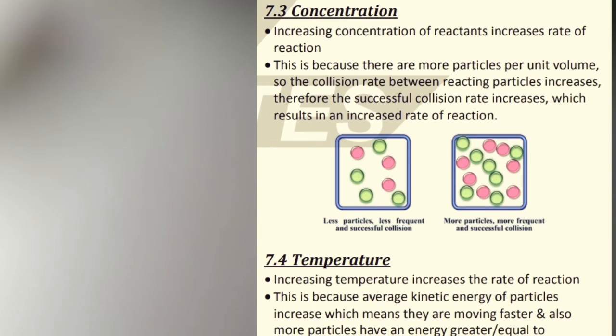A higher concentration means the number of particles per unit volume will be higher compared to a lower concentration. That's why there is more possibility for collision and the rate of reaction increases. So the first factor affecting rate of reaction is concentration: if concentration increases, rate of reaction increases, because the number of particles per unit volume increases and there are more collisions.